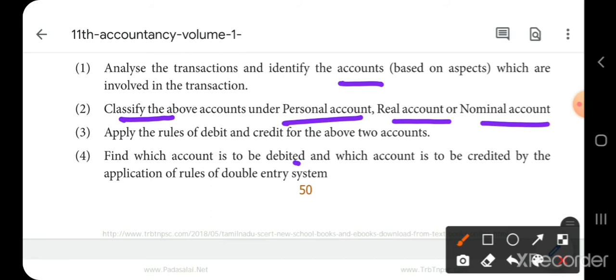Third, you have to apply the rule of debit and credit. I told you the golden rules, isn't it? For personal account, debit the receiver, credit the giver. For real account, debit what comes in, credit what goes out. For nominal account, debit all expenses and losses, credit all incomes and gains. You should apply that rule and find which account is to be debited and which account is to be credited by application of the rule of double entry system.